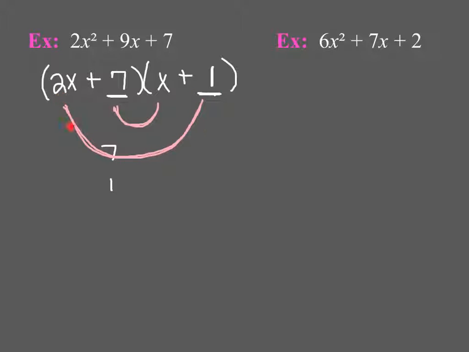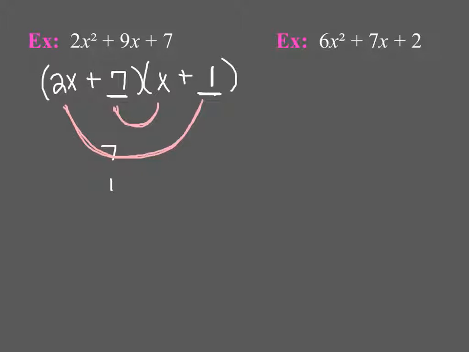2x times 1 is 2x. 7 times 1 is 7x. And 2x plus 7x is 9x. So you would check by FOILing, which is really important. 2x times x is 2x squared. 7 times 1 is 7. 2x plus 7x is 9x.